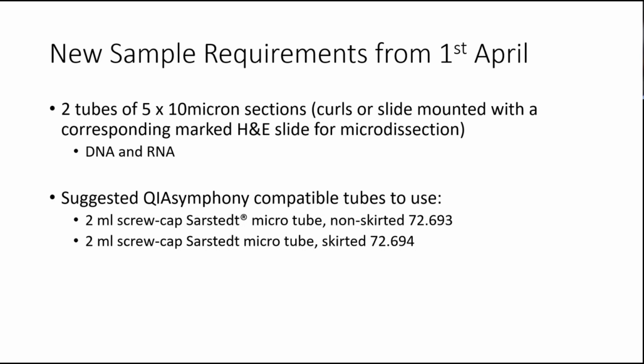We do ask for 2 tubes, and this is to allow us to do DNA and RNA analysis. As the majority of tumour types now have indications on the test directory for small variant detection as well as fusion detection, we generally ask where possible for 2 tubes for all samples.